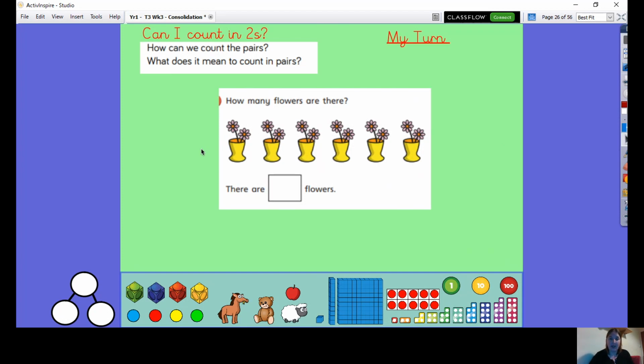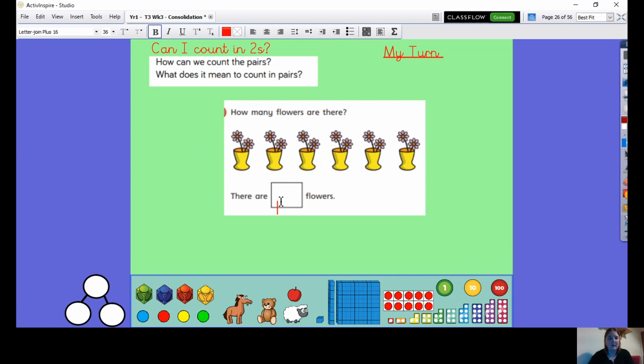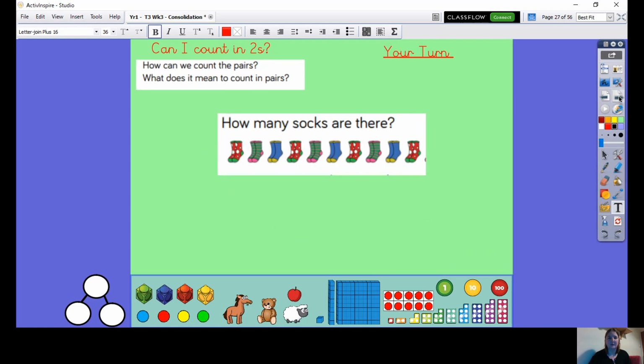But it's quicker to count in two. So I'm going to count in two. I'm going to go 2, 4, 6, 8, 10, 12. Okay, so I know that there are 12 flowers. So I used my counting in twos there.